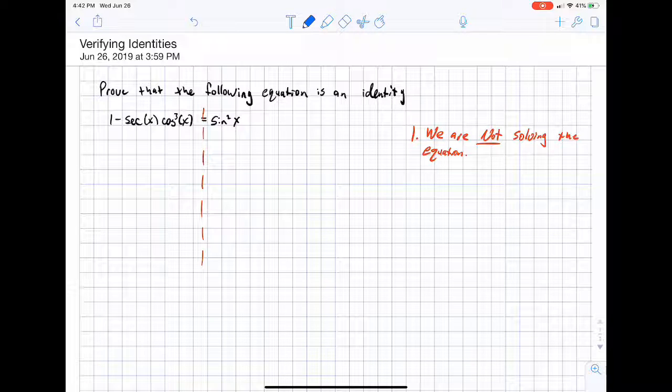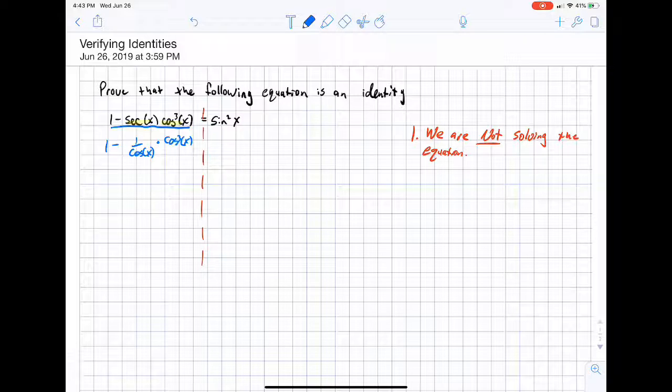So I notice that this right-handed side is probably the more complicated side. So what I'm going to do is I'm going to start and try to simplify whatever I can. The first thing I notice is that I'm dealing with secant and cosine. And I know there's a relationship between those. I know that secant is the same as 1 over the cosine. So that's the first thing I'm going to do, is I'm going to use one of those reciprocal identities and rewrite that left-hand side of the equation.